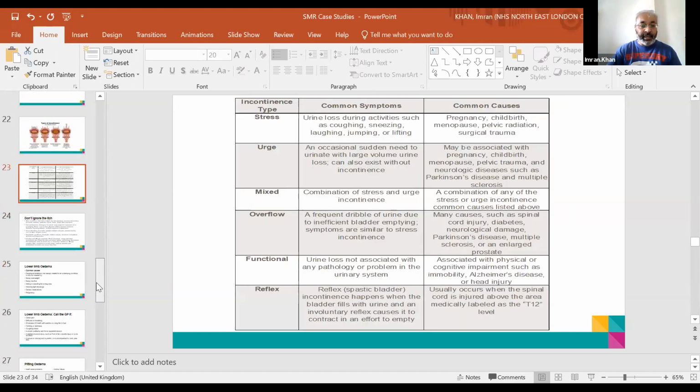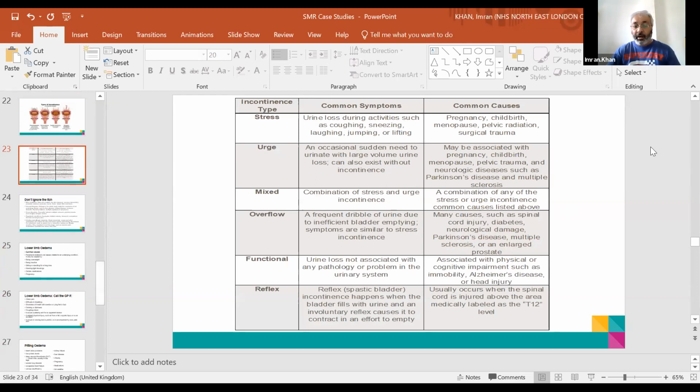So I've put this in here, so you can have a read afterwards of some of the causes of incontinence, because if we get an idea that actually it's overflow, how we manage incontinence changes, right? So very important to understand what's happening.